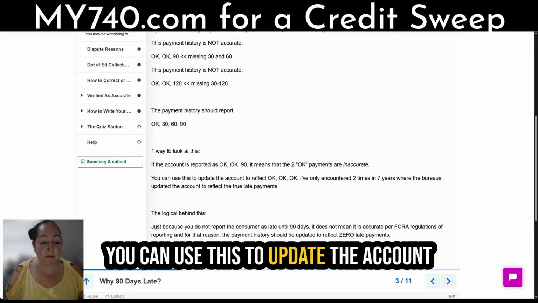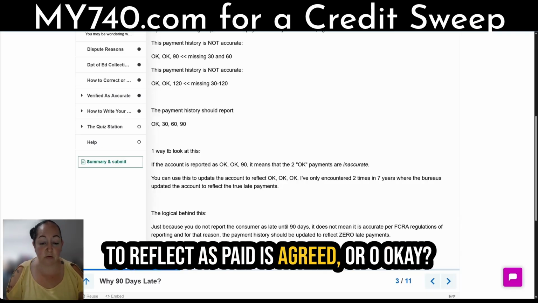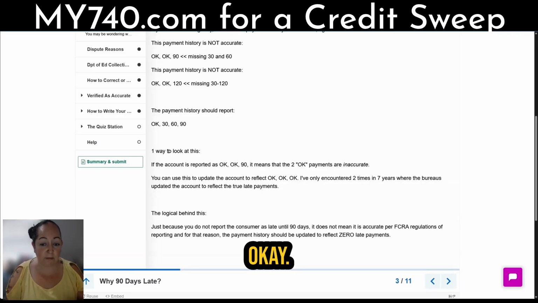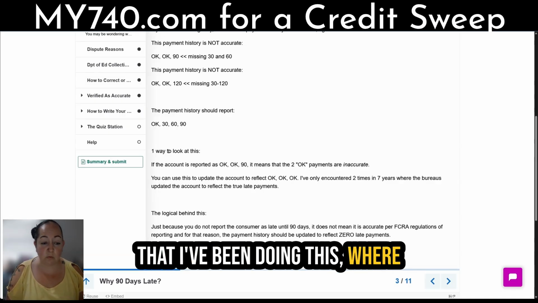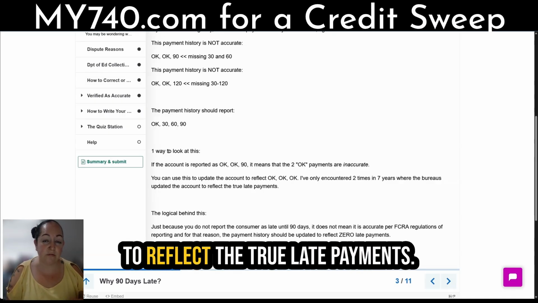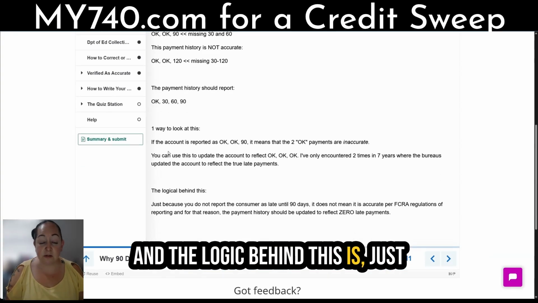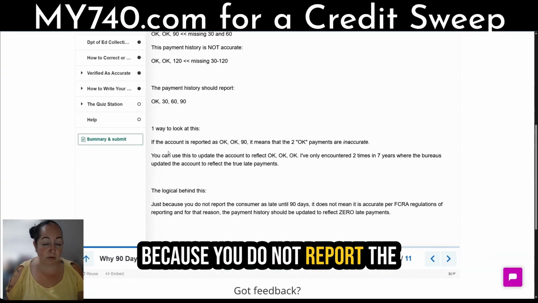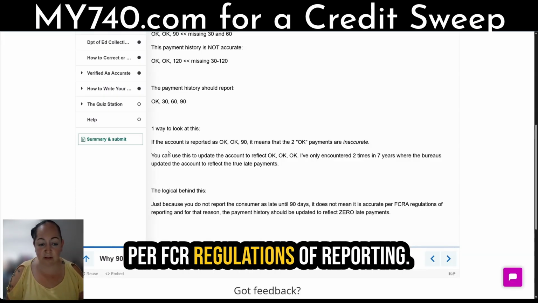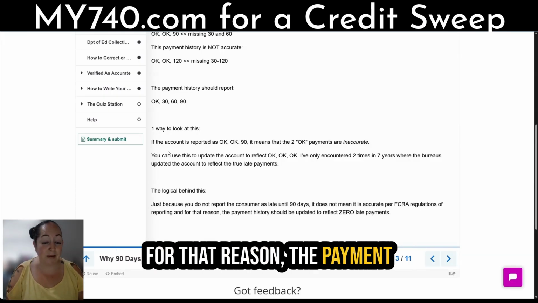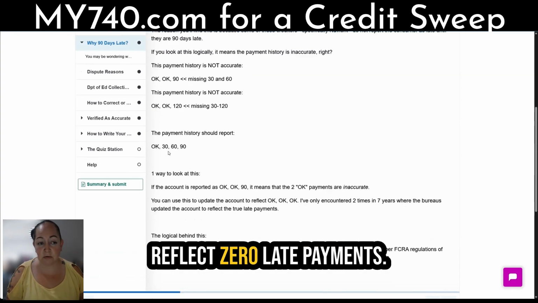You can use this to update the account to reflect as paid as agreed or okay. And I've only encountered like 2 times out of all the years that I've been doing this where the bureau actually updated it to reflect the true late payments. And the logic behind this is just because you do not report the consumer as late until 90 days late, it does not mean that it is accurate per FCRA regulations of reporting. For that reason, the payment history should be updated to reflect 0 late payments.